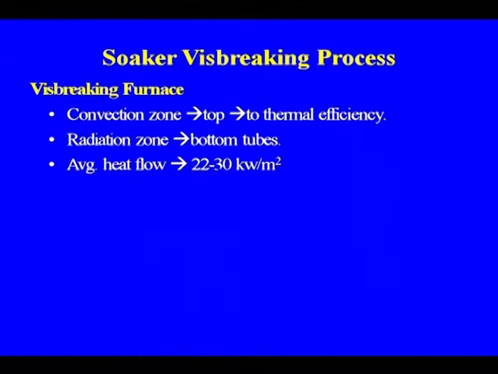Visbreaking furnace: in the furnace we have the convection zone at the top, to increase the thermal efficiency, and the radiation zone at the bottom tubes, where the cracking actually takes place. Average heat flow, for a particular case, is 20 to 30 kilowatt per meter square.